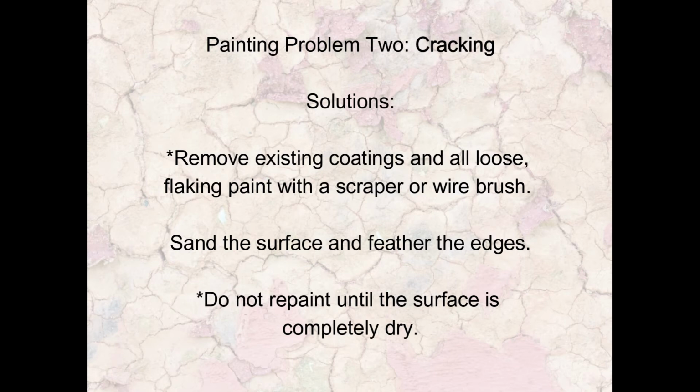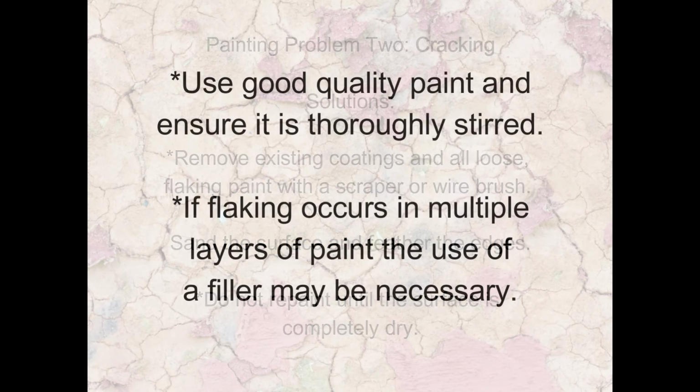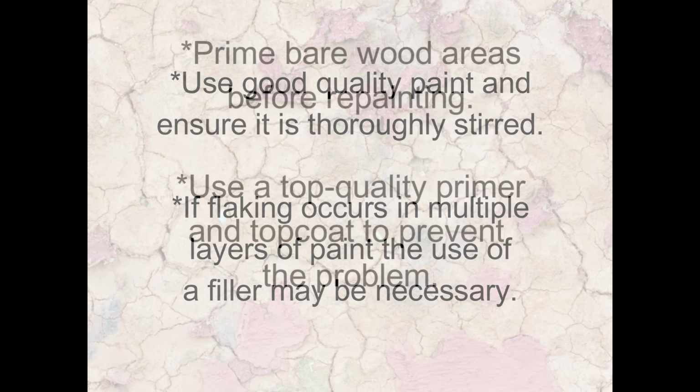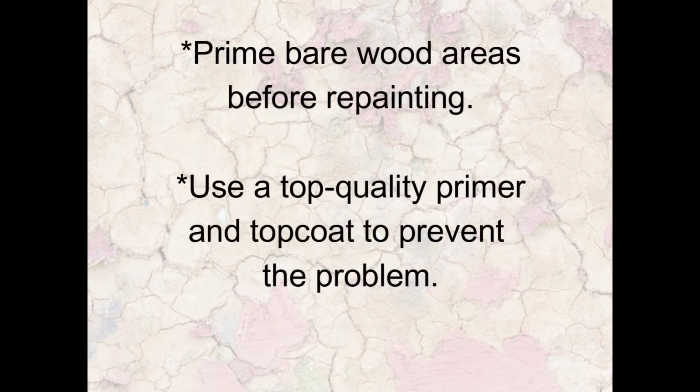Painting problem 2, cracking. Solutions: remove existing coatings and all loose flaking paint with a scraper or wire brush. Sand the surface and feather the edges. Do not repaint until the surface is completely dry. Use good quality paint and ensure it is thoroughly stirred. If flaking occurs in multiple layers of paint, the use of a filler may be necessary. Prime bare wood areas before repainting. Use a top quality primer and top coat to prevent the problem.